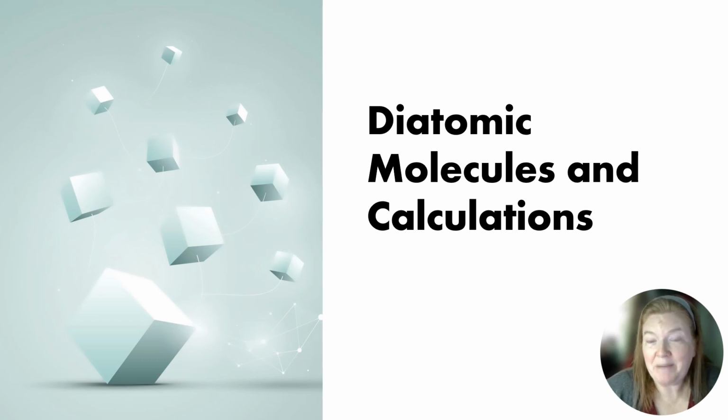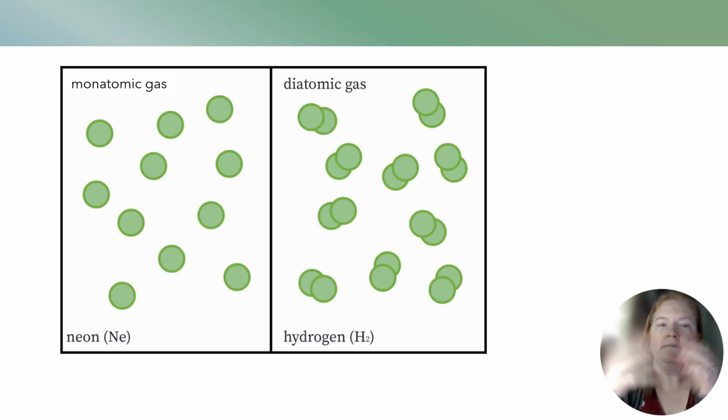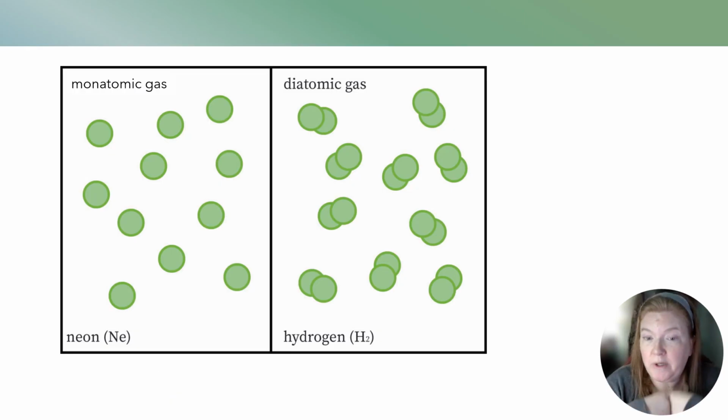Let's talk about diatomic molecules and tie that into calculations. Two key kinds of molecules we're going to talk about in this lesson. Monatomic, where we have single atoms. This is typically with noble gases, for example, neon. And then we have diatomic, and that means we have two atoms of the same element bonded together.